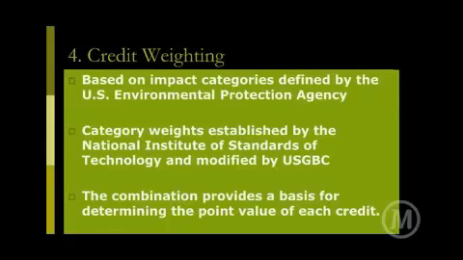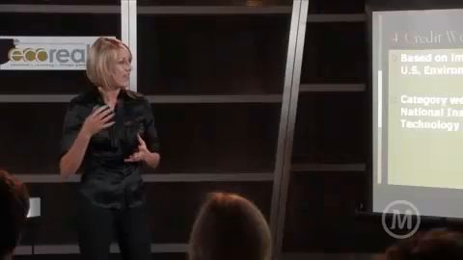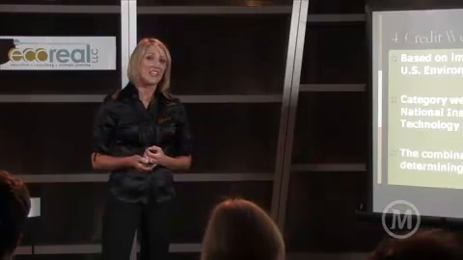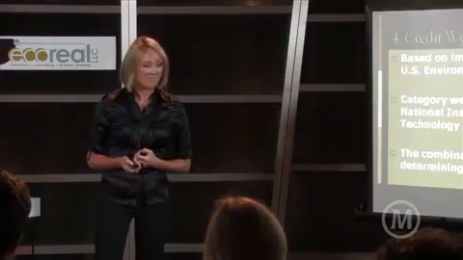and then based on the impact categories defined by the U.S. Environmental Protection Agency, let's assess how they're actually affecting the environment and human health. And then the category weights established by the National Institute of Standards and Technology were then used to associate how heavily they should be weighted once they saw where that importance lies, and then the USGBC interpreted those results. So you can tell they at least put some serious effort into it.